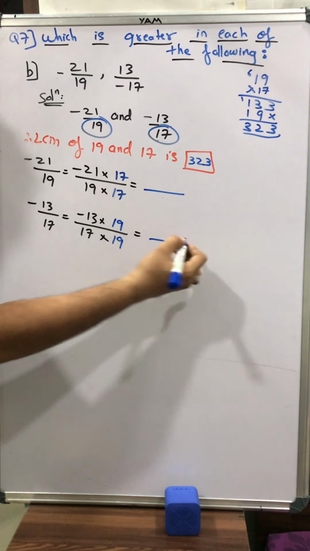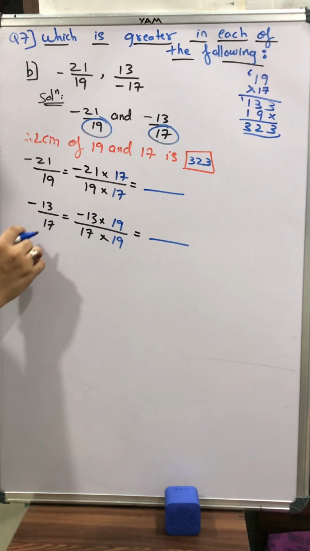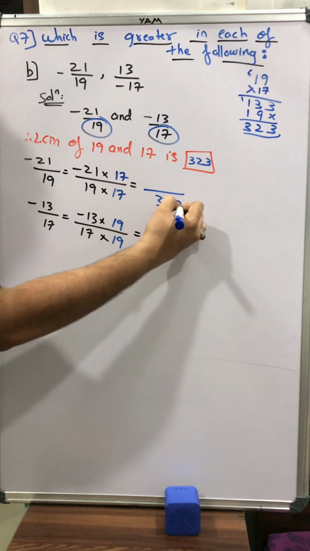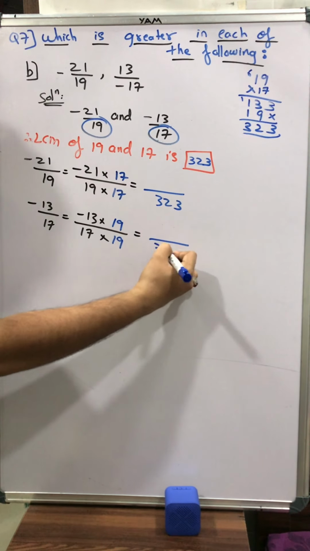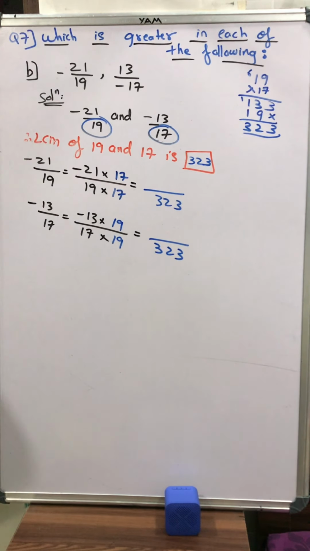That's it students. 19 into 17, what's the answer? It's 323. Same here, 19 into 17 or 17 into 19, the answer is 323. Okay, now let's speak about their numerators, students. Numerators.